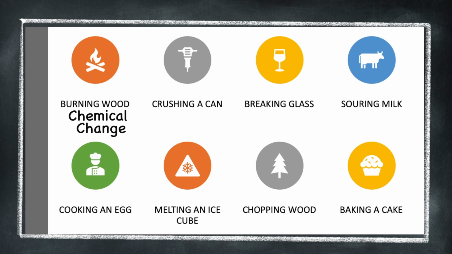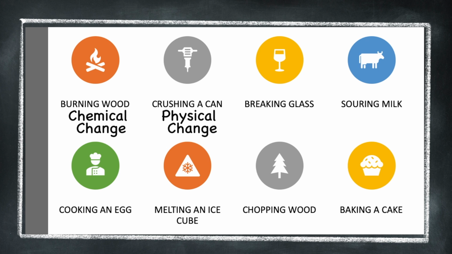Then, next one is crushing a can. If I take a can of Coke and I just crush it, did I change its chemical makeup? No, it's still a can. We didn't change anything in it. It may look different, but it's still physically a can. So that's going to be a physical change.